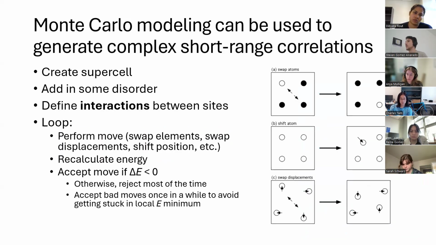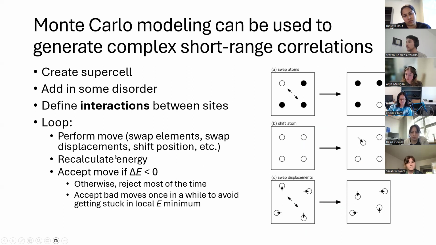So what Monte Carlo modeling does is it has this loop where it performs a move, which can be defined in a variety of ways. It can be swapping elements between two sites, it can swap the displacements of two sites, or it can shift the position of atoms. This is an example of swapping, where this atom and this atom were chosen for the move and then swapped. This is an example of shifting, where one atom is chosen to be randomly displaced along a given direction. And this is an example of swapping displacements, where every atom has a displacement to start with, but then you trade displacements between different sites. Okay, and you can build a lot of useful things from these simple building blocks.